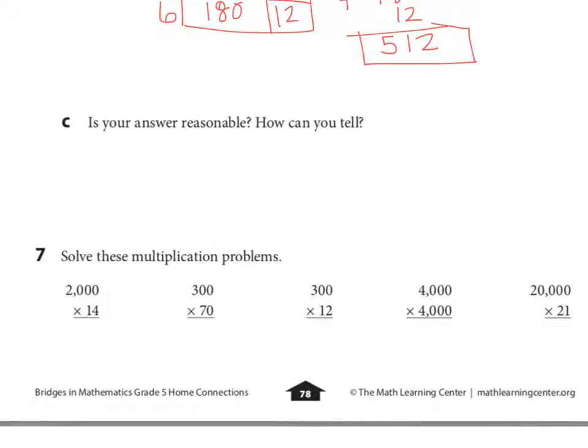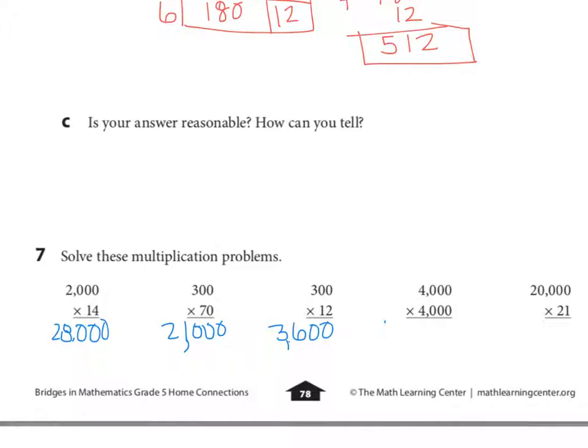2000 times 14. So here I can think 14 doubled, which is 28. Add 3 zeros. So the answer is 28,000. 300 times 70, I think 7 times 3, which is 21. And again, we're going to add 3 zeros. 300 times 12, I think 12 times 3 is 36. Add how many zeros? 2.